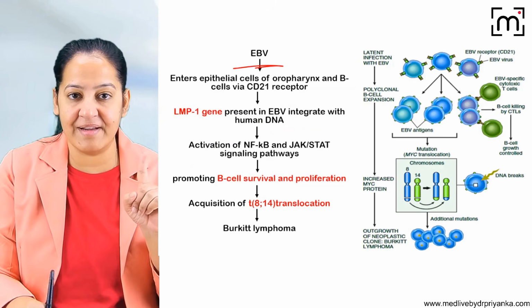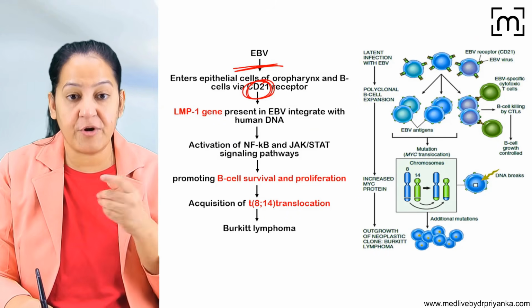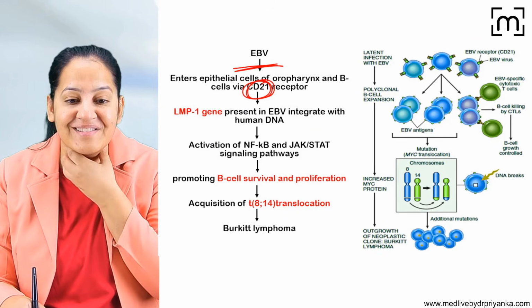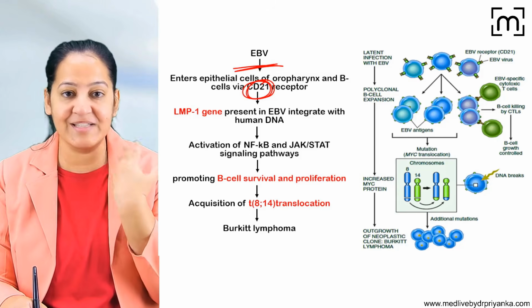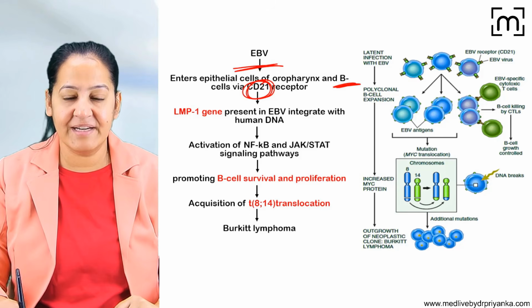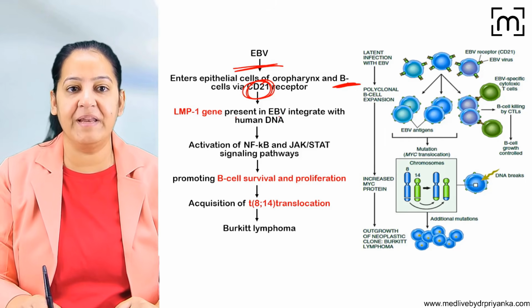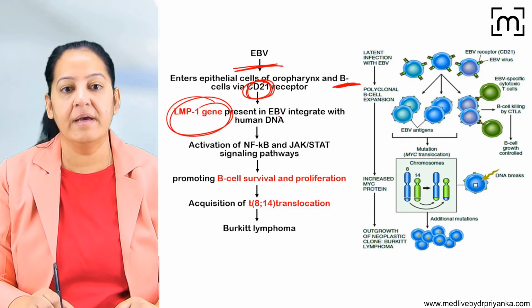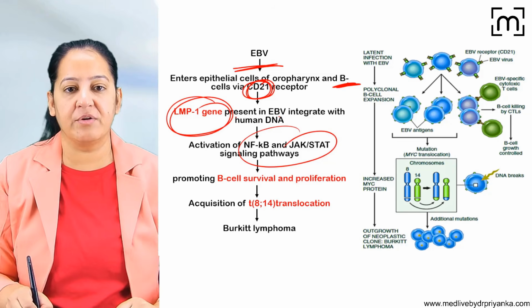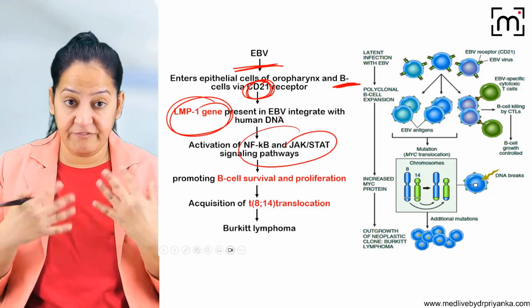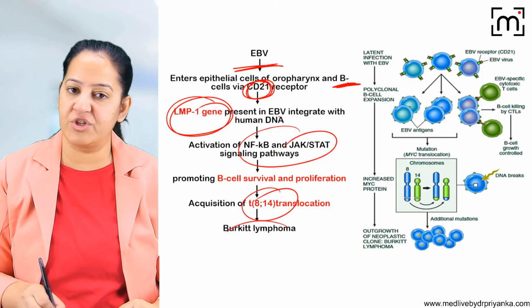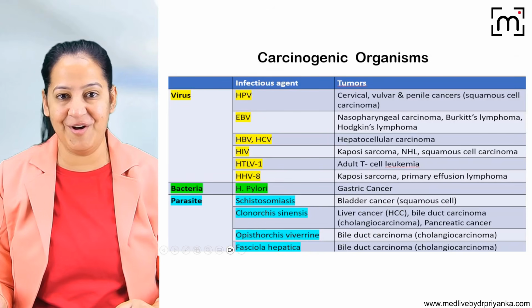So this is the Epstein-Barr virus. It will go to the CD21 receptor of the B lymphocyte present in the nasopharynx. From the saliva it is going, and it will bind with the B lymphocyte. It will enter inside the B lymphocyte and form the LMP1 protein. That will cause mutation, because of which it will become immortal. And in future, it can acquire the 8-14 translocation that will lead to Burkitt lymphoma. I hope you got it.